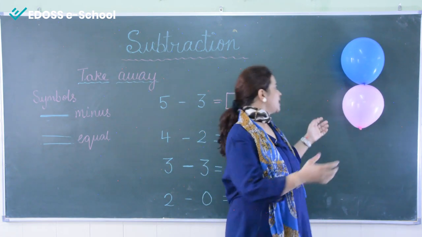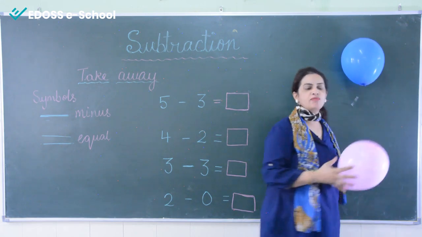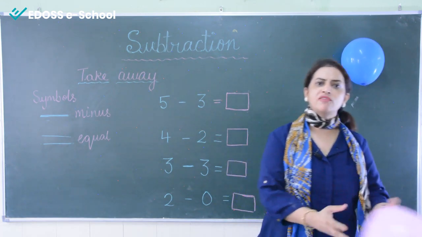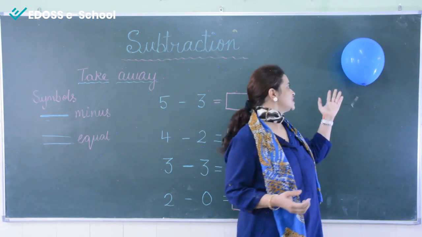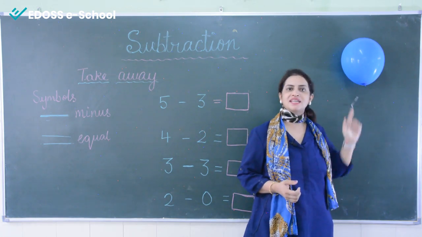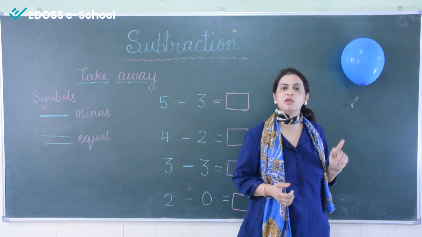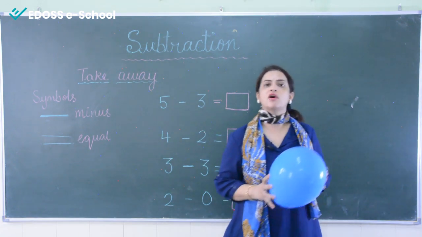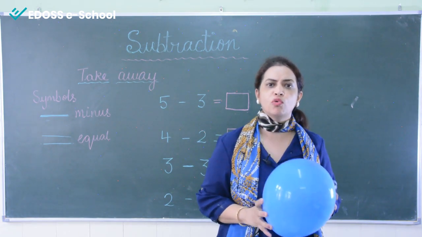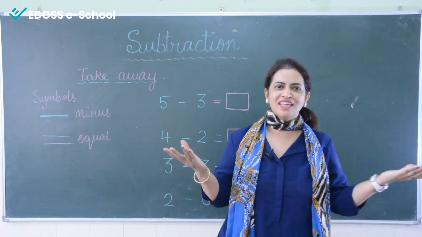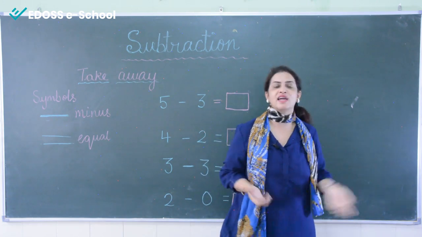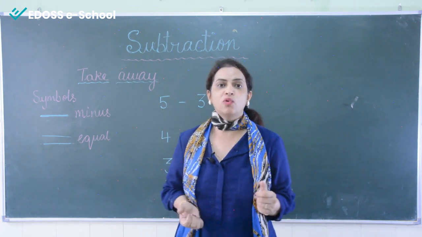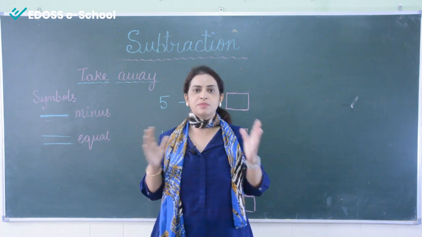Again, if I give one balloon to one of my friends, I am left with how many balloons? It is very clear and obvious that there is only one balloon left. And finally, if I have to give away this balloon too, I am left with nothing. There are 0 balloons. So this is what subtraction is.